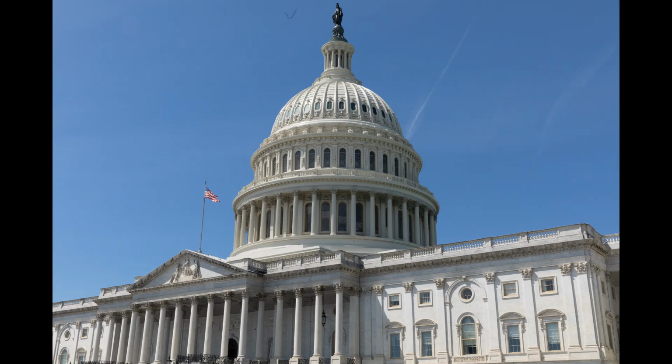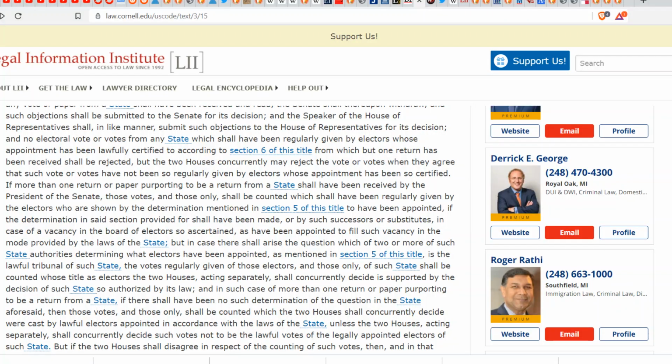Their goal is to either affirm the objection and thus accept the alternate elector slates, or to reject the objection and thus accept the original electors. But keep in mind that this pertains to both houses, the Senate and the House of Representatives. They both must agree to accept or reject the alternate set of electors. And now back to the code.